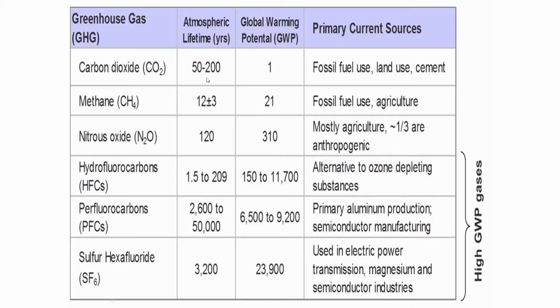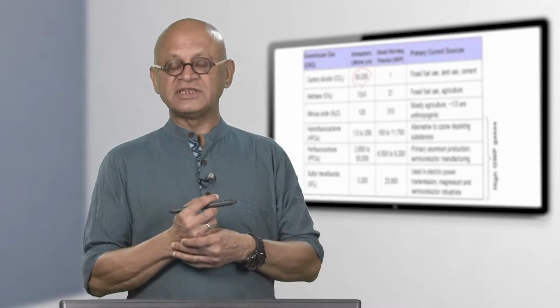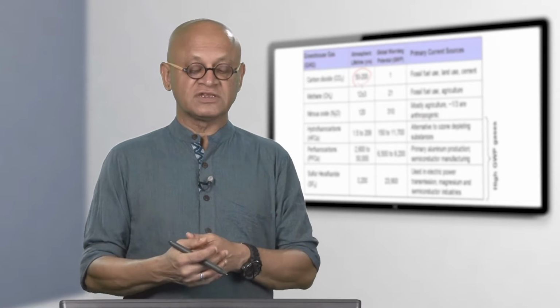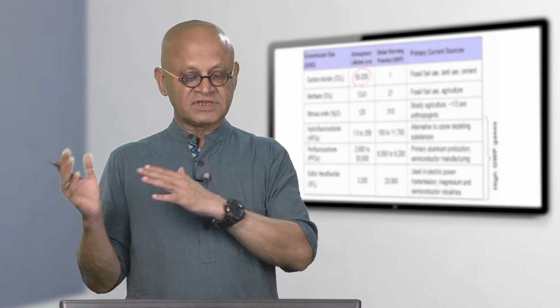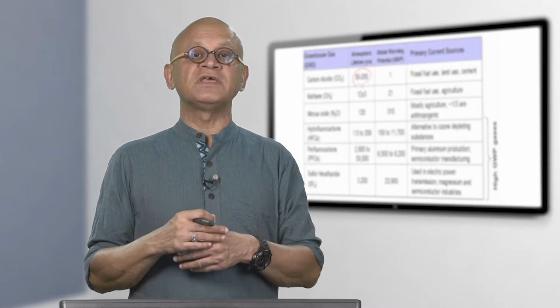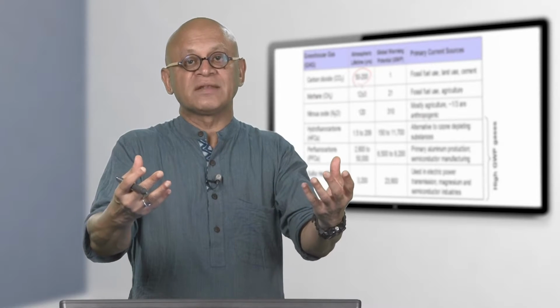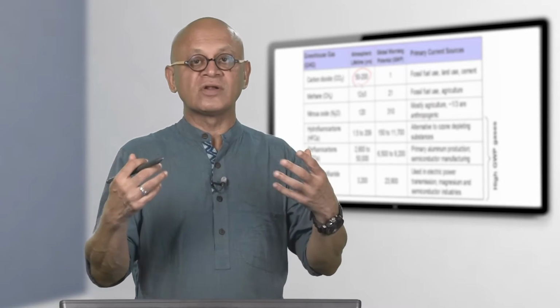So, carbon dioxide has a lifetime or a residence time of 50 to 200 years. Residence time is a scientific word which has a definition and there is a way to calculate it. You will have a separate module on it, but intuitively once you put it into the atmosphere or water, how long does it stay?